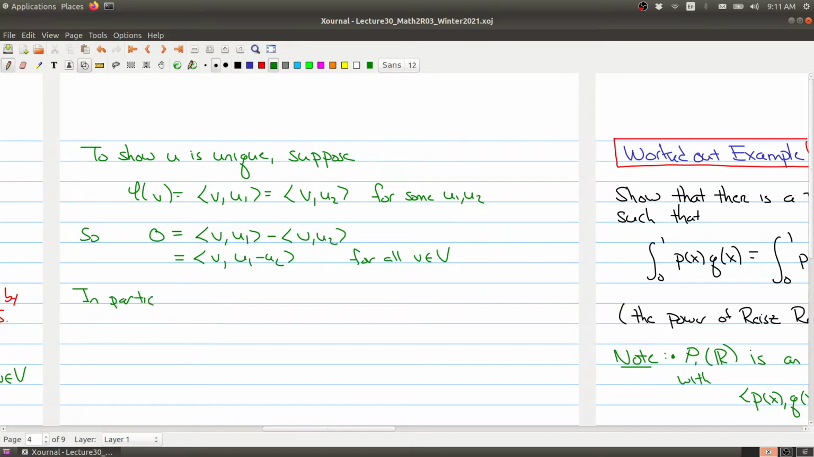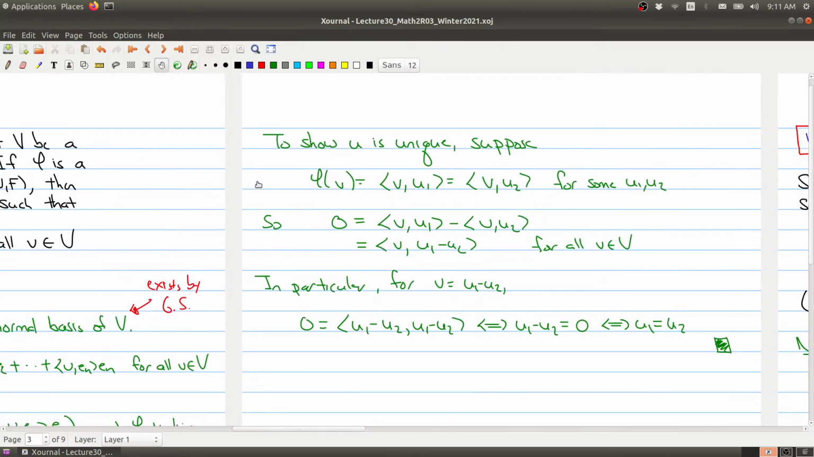now we're going to apply this fact to the vector U1 minus U2. What we have is 0 is equal to the inner product of U1 minus U2 with U1 minus U2. And we know that this can only happen if U1 minus U2 is 0, which is the same thing as saying that U1 is equal to U2. So this completes the proof, because there's only going to be one U for which it works. Okay. So that's the Riesz Representation Theorem.